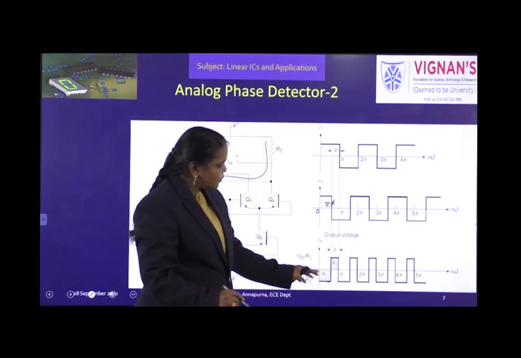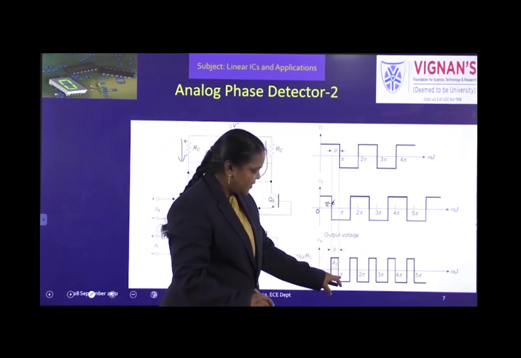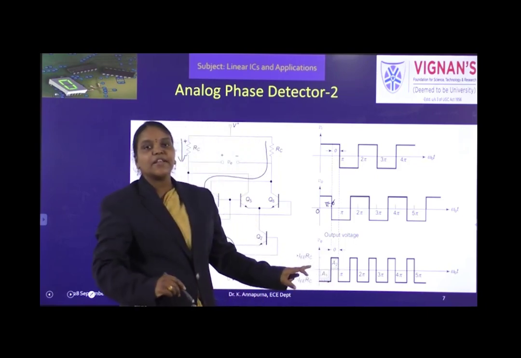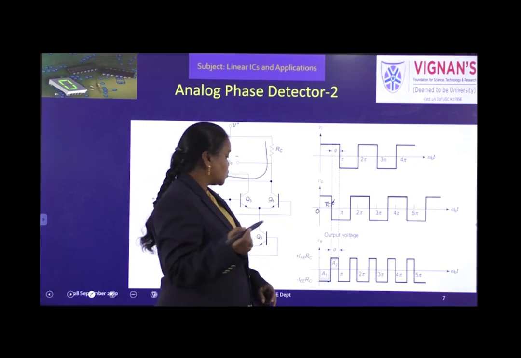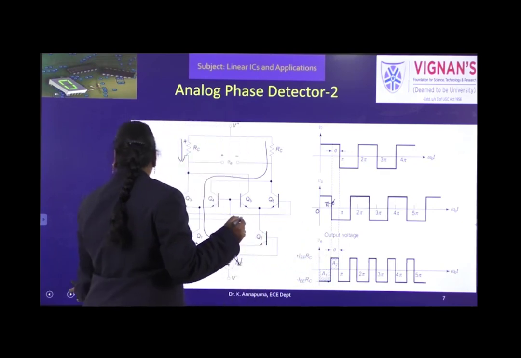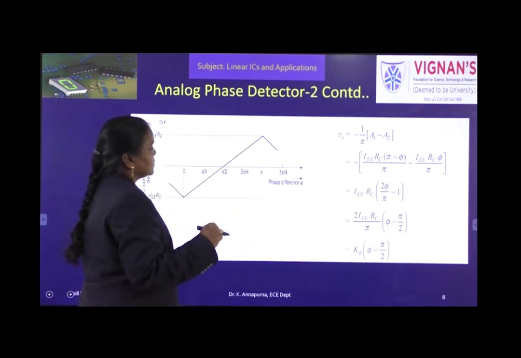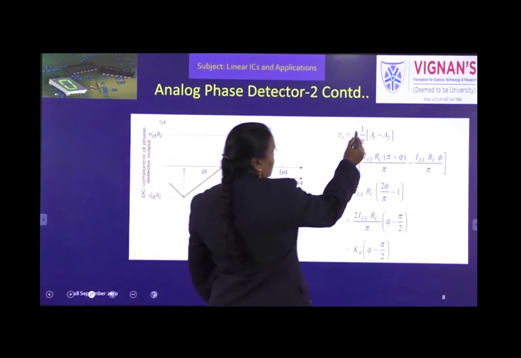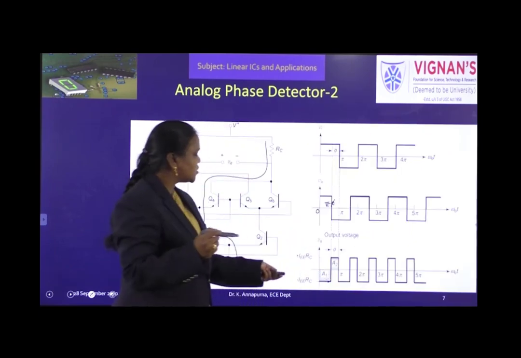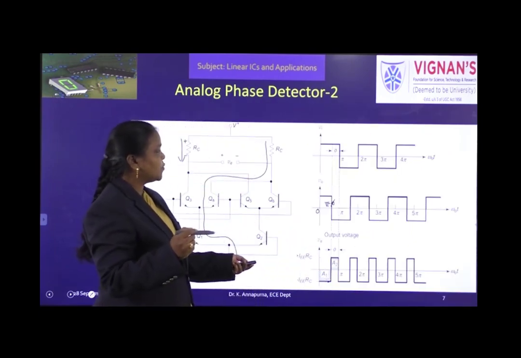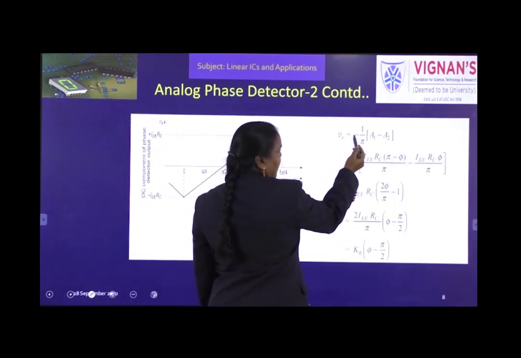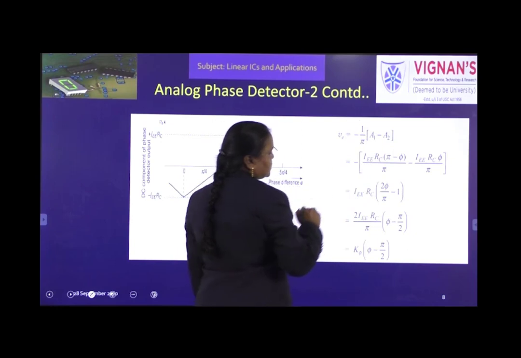So if you see the output waveform, its period is pi. Okay, so what is the average value? Finally we are taking the average value. You see here, the total time period is pi. A2 minus A1, where A1 is the negative values. So instead of that, we have written minus of A1 minus A2.